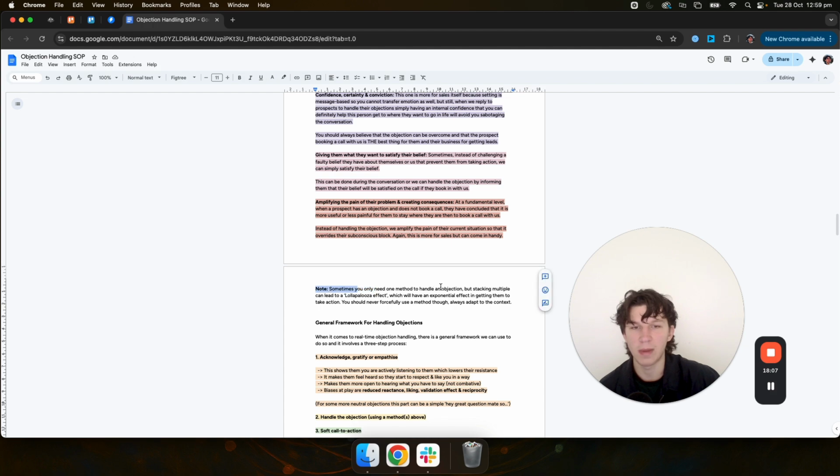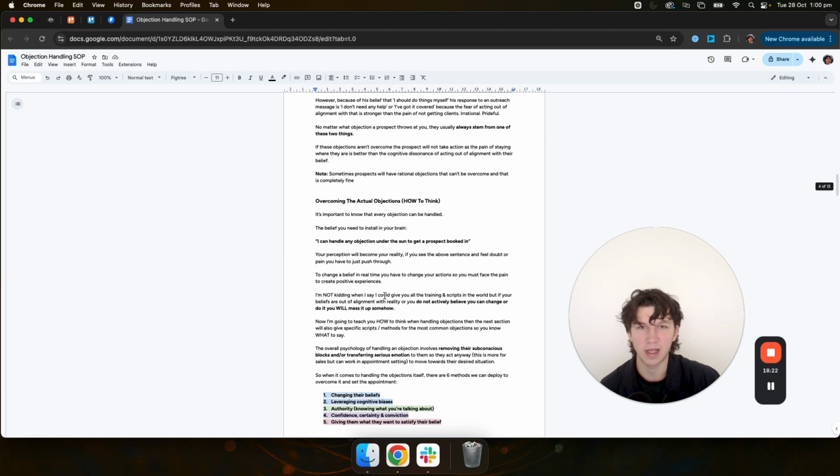Sometimes you only need one method to handle an objection, but stacking multiple can lead to a Lollapalooza effect, guys. So when you use multiple of these 6 methods, it has an exponential effect on getting them to take action. You should never forcefully use a method, always adapt to the context. So again, these are the 6 methods we can use.